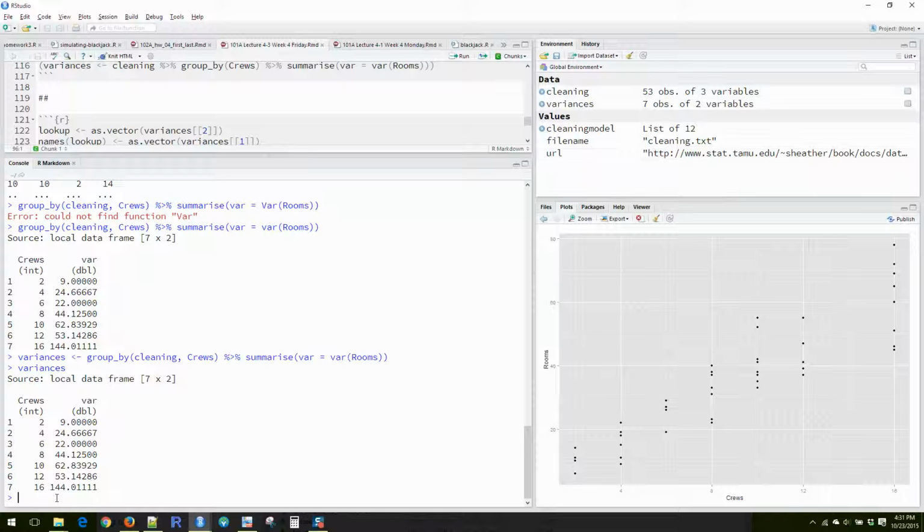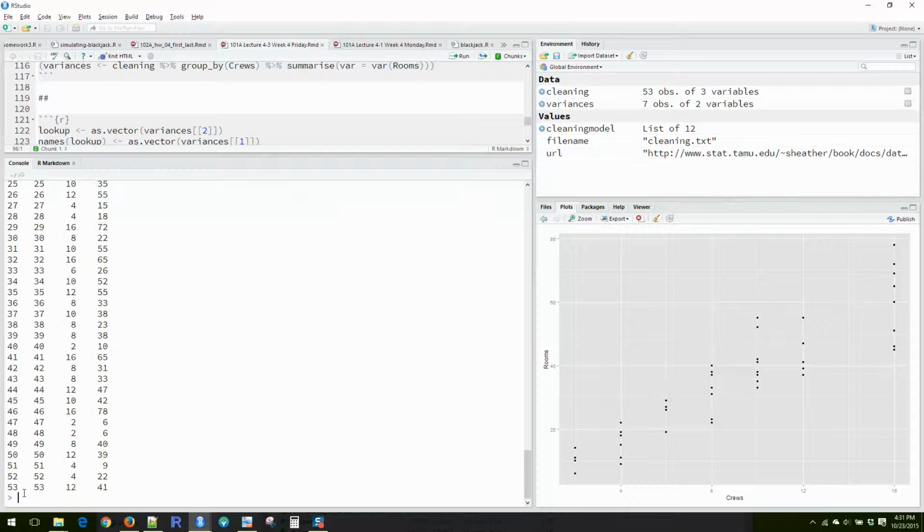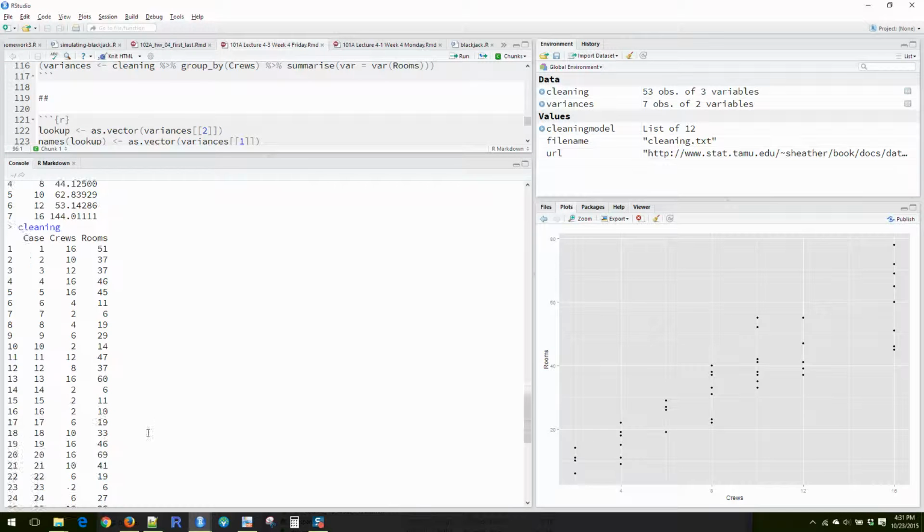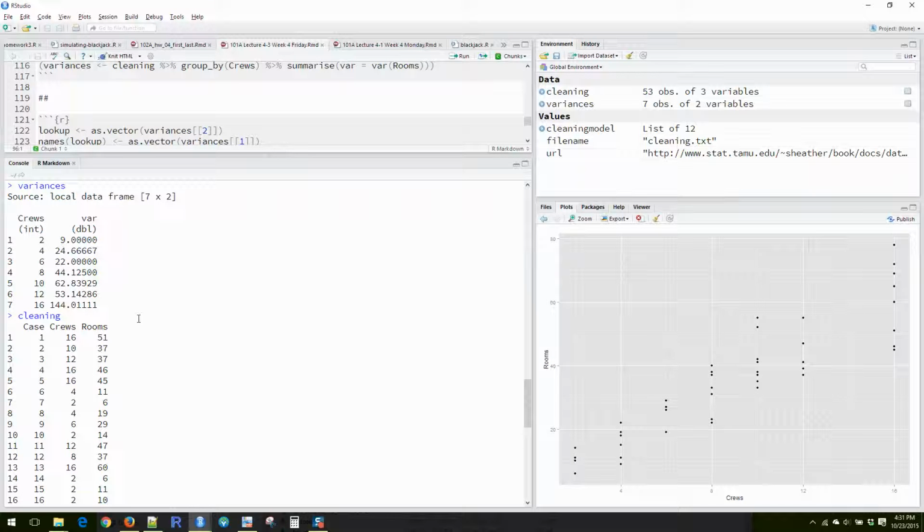Okay, and what I want to do is include this in my cleaning table. If we look at cleaning, I have 53 data points, so I need a column with 53 weights. I can either attach the variance or do 1 over variance, it doesn't matter. Basically, when it sees the number 16 here, I want to attach 144 right here. And when it sees the 10 here, I want it to attach 62.83929. So how can I do this?